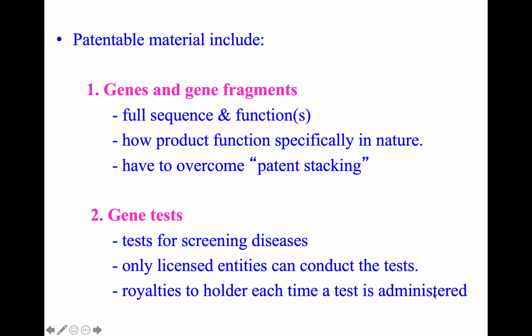So patentable material includes these elements: genes and gene fragments. They could be either full sequence with functions. How the product functions specifically in nature should also be stated, and you have to overcome patent stacking. So what we mean by patent stacking is that when you are searching for something to be filed, and you find that there are the same gene sequences or gene names, they basically have to check thoroughly if it has a similar sequence, does it have or will it have the same function?